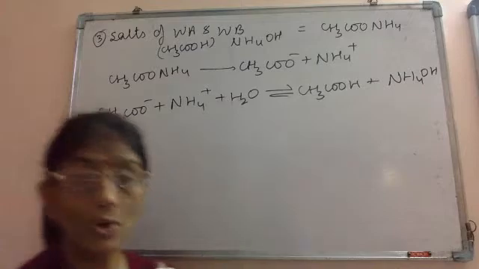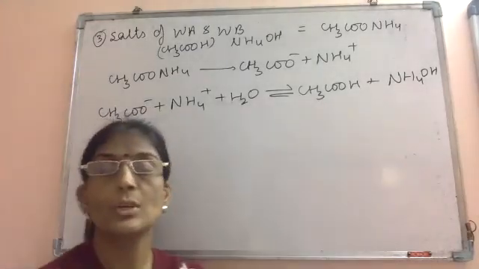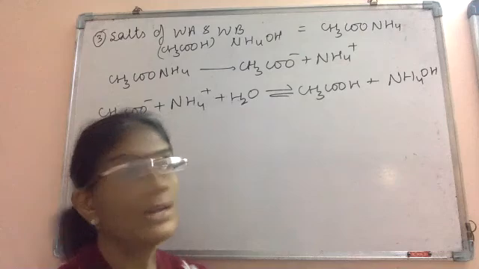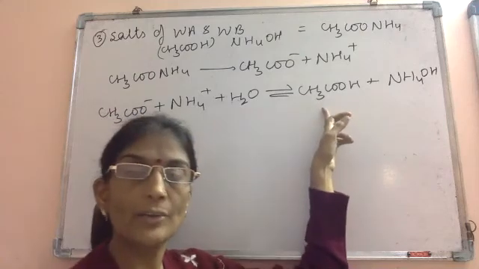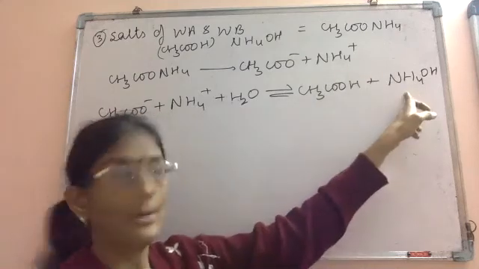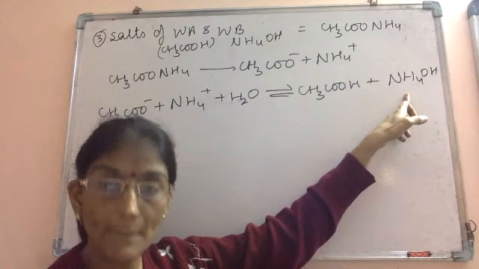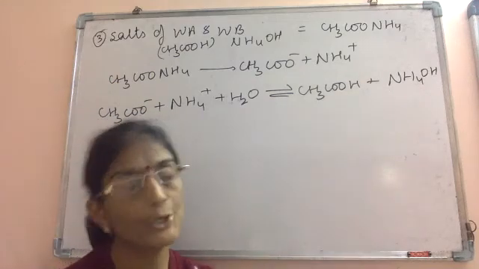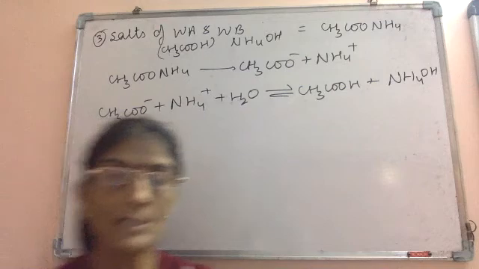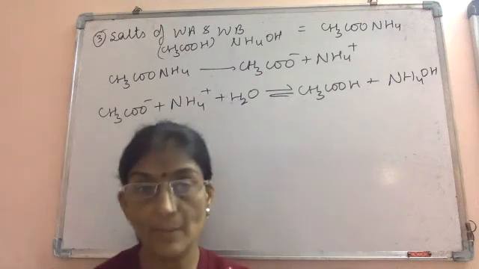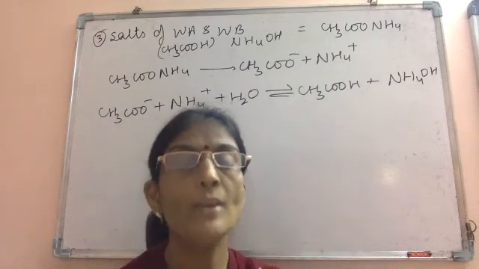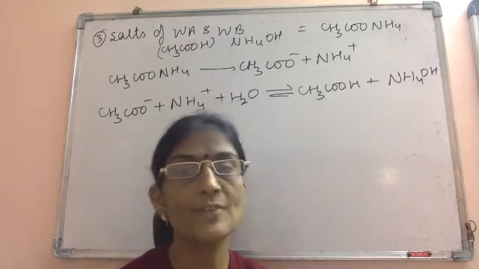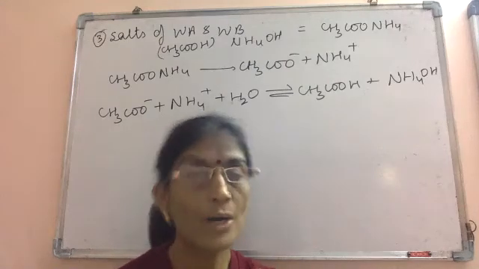Now depending upon the concentrations of these two, either the solution will be acidic, basic or neutral. Suppose this one's concentration is more, then acidic. If this one's concentration is more, then basic. And if the concentrations of both are the same, then it will be neutral. So all the salts made up of weak acid and weak base, depending upon the weak acid and weak base's concentrations, either the solution will be acidic, basic or neutral.